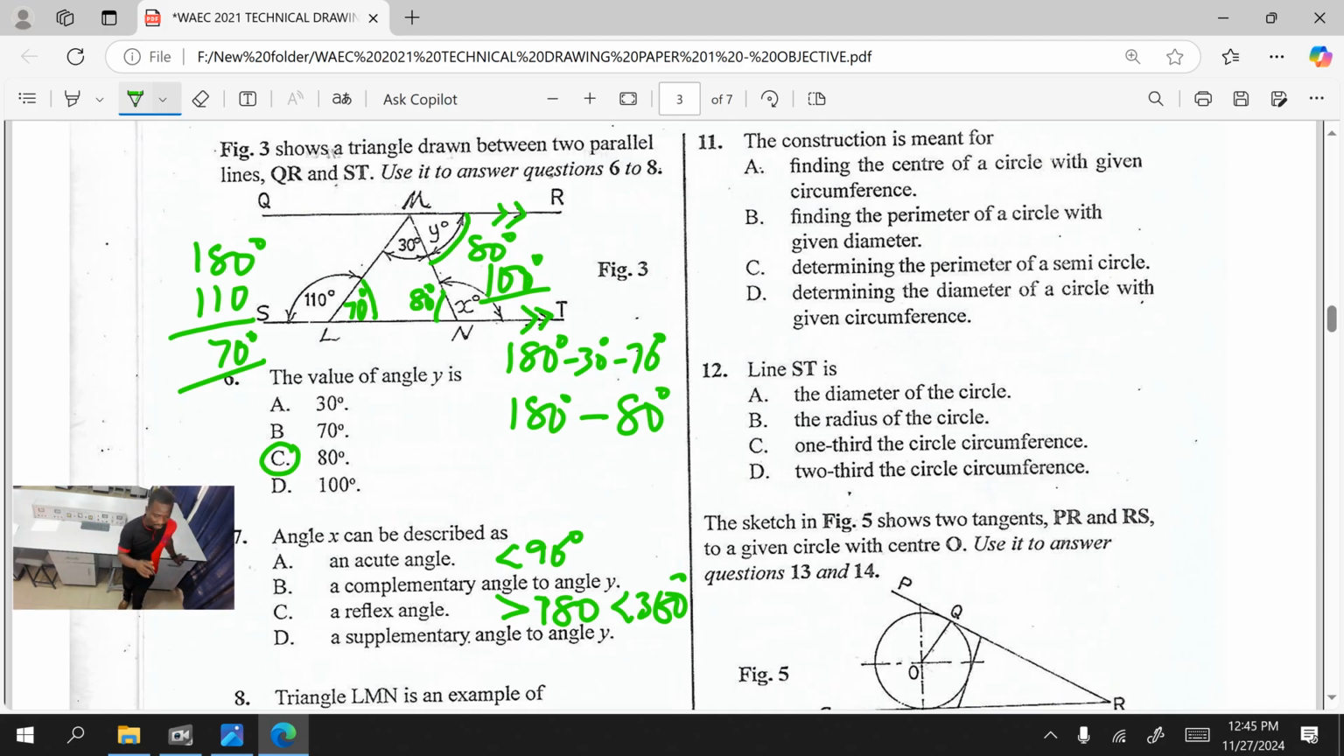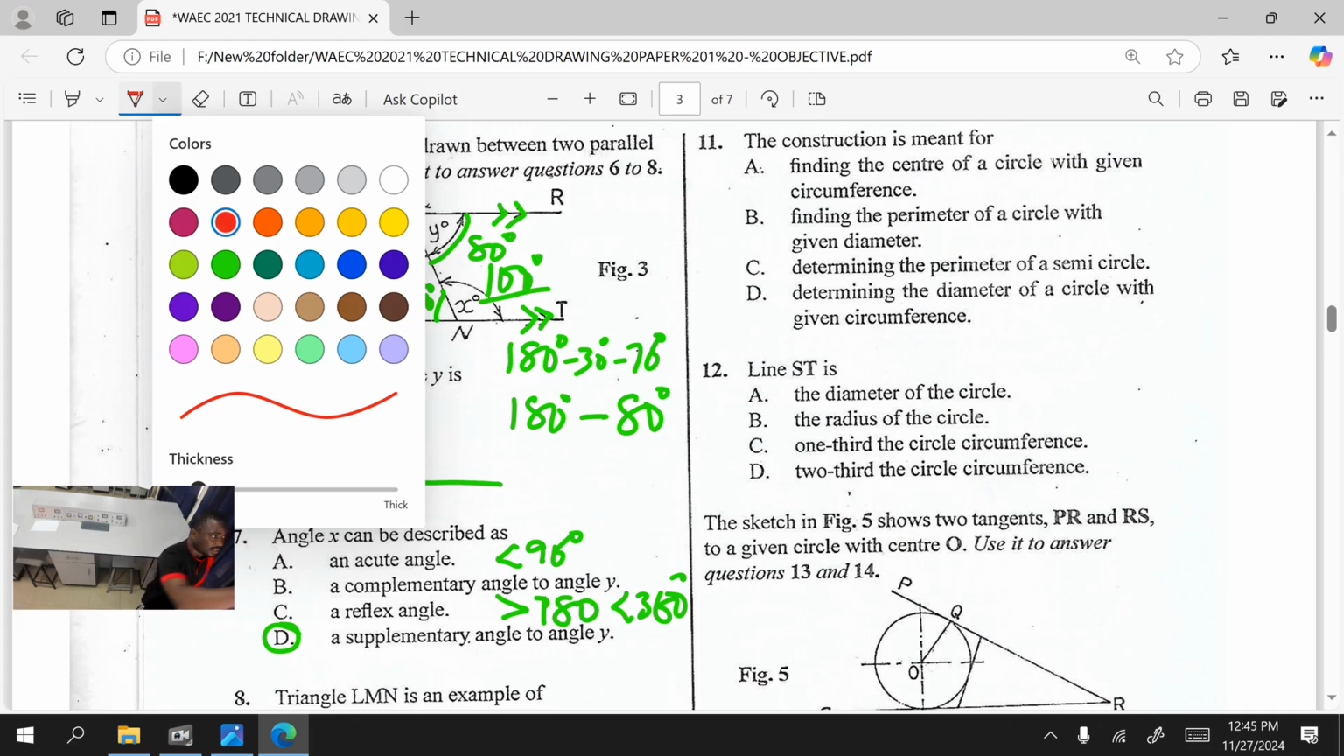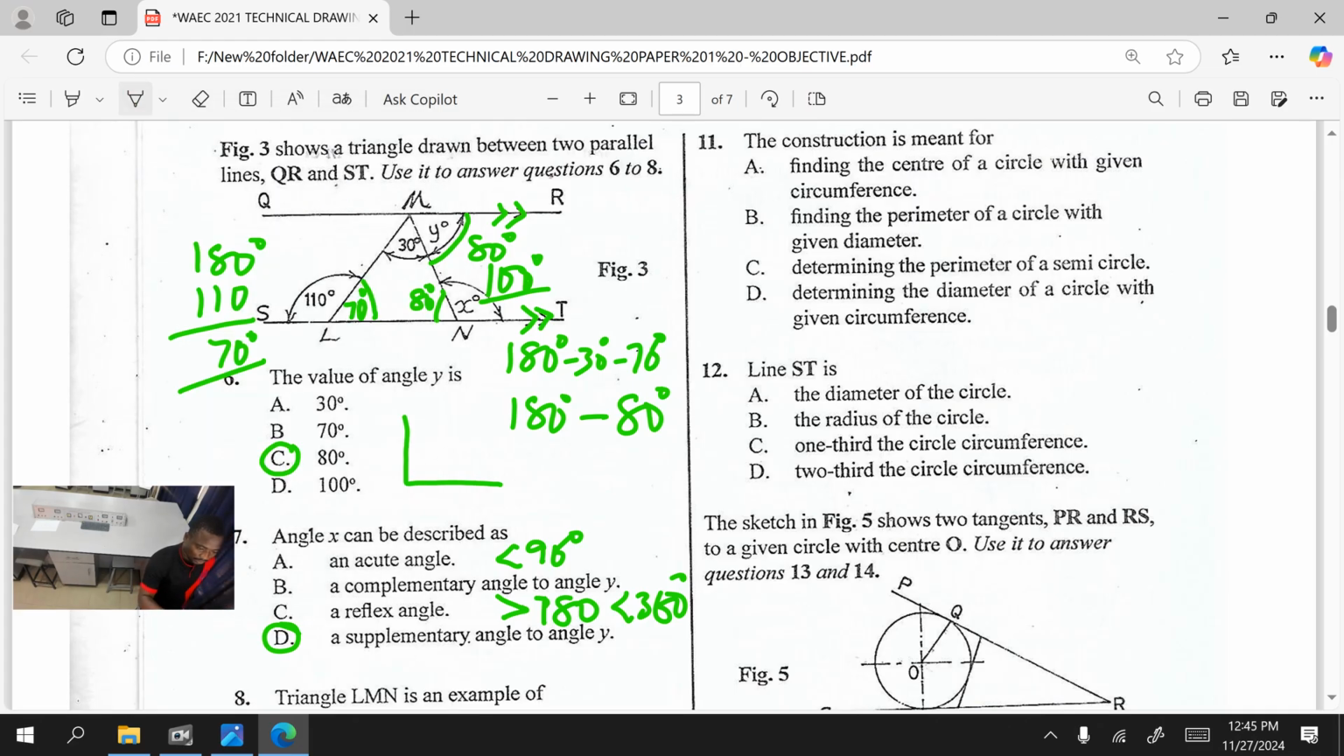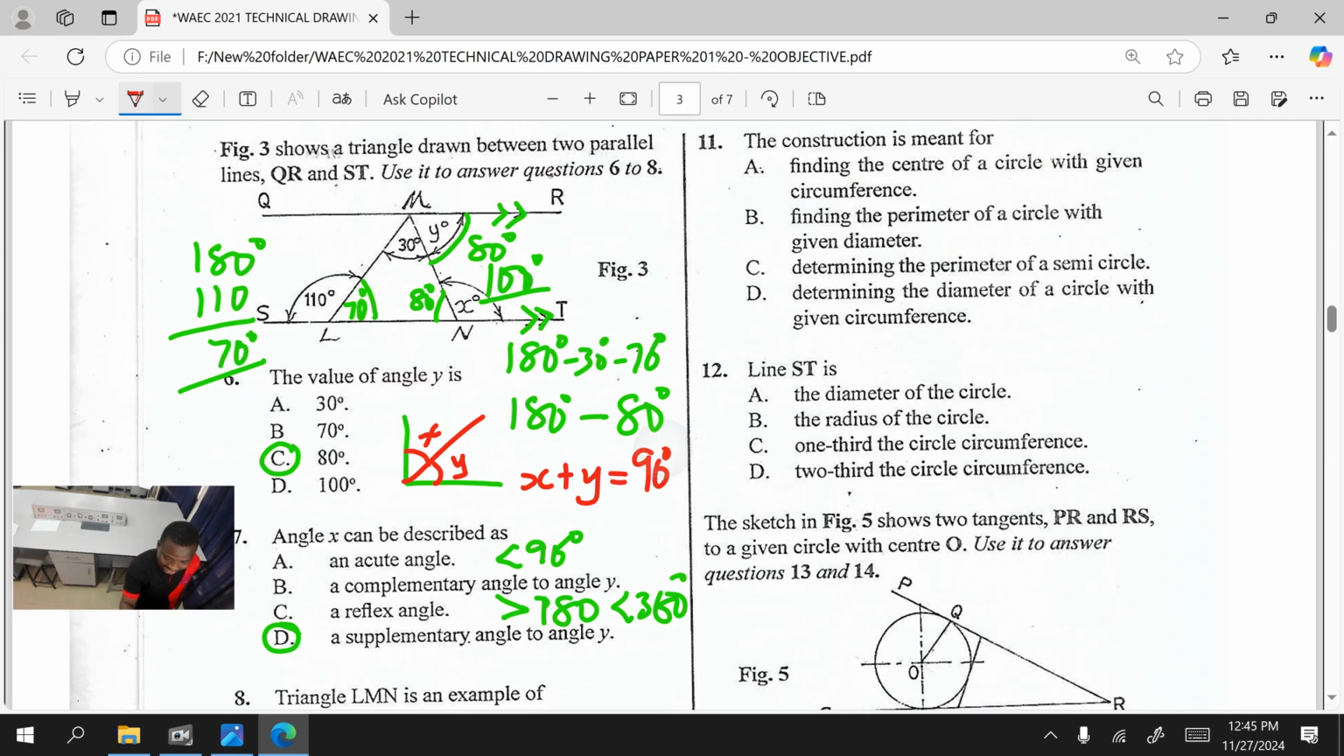So they said D, a supplementary angle to y. Yes, it is a supplementary angle to y. Like I told you for complementary, complementary is when I sum the two angles together. Look at what I draw for you. When I have an angle like this, and I have another line in between it like this, good. I have an angle here, let's say x, and another angle here, y. When I sum it up, they are equal to 90 degrees as shown. That is a complementary angle.